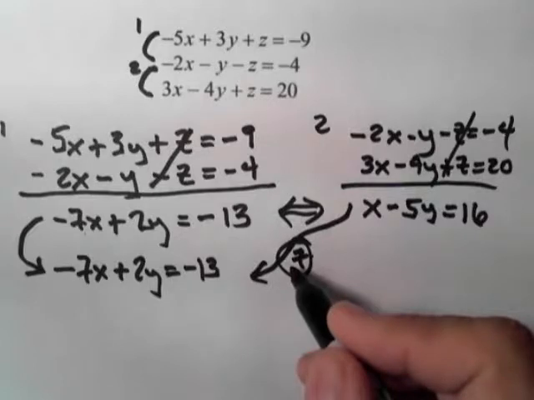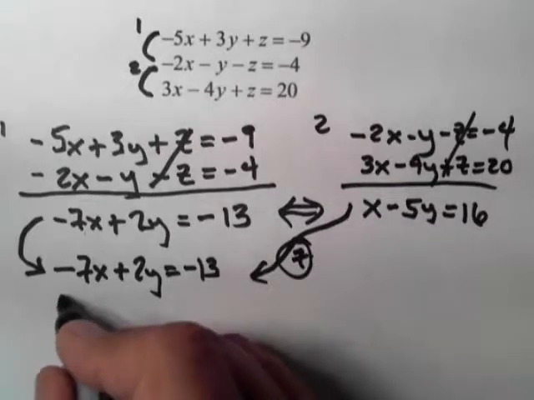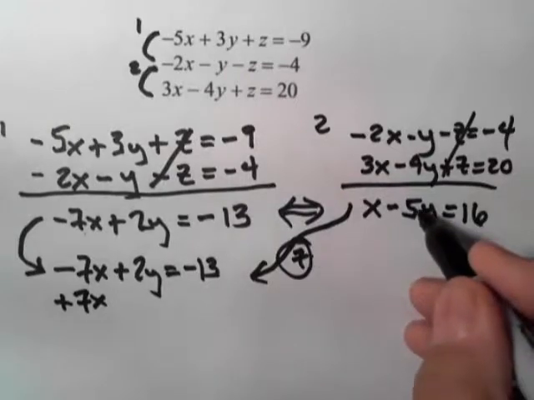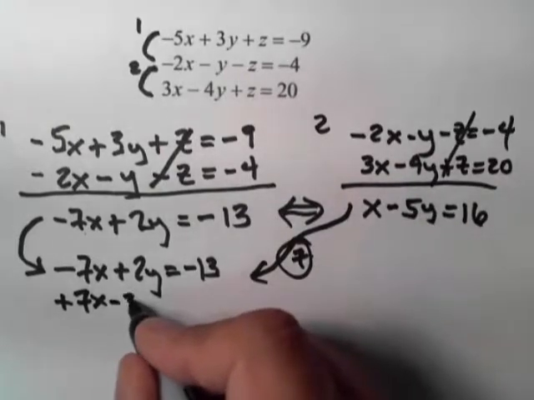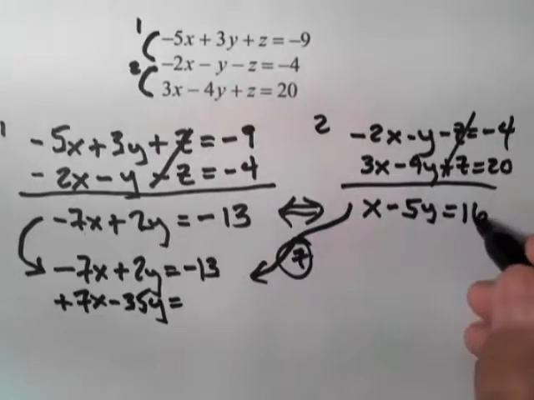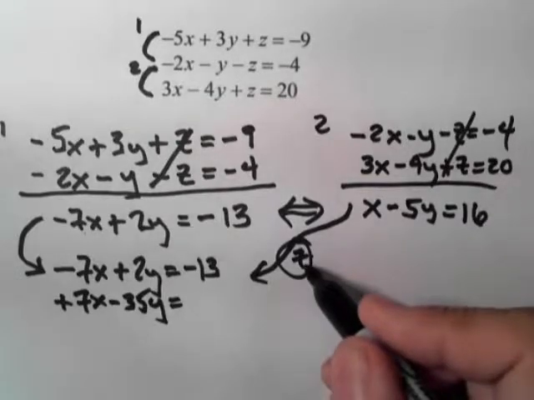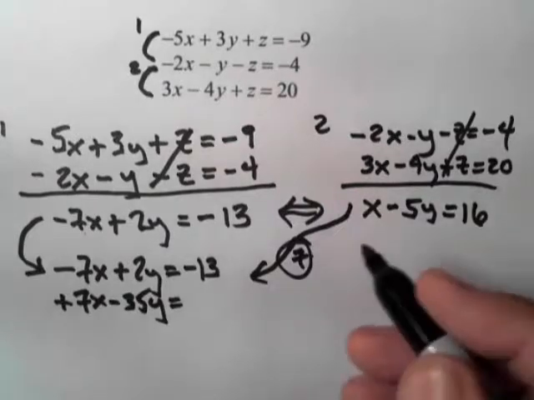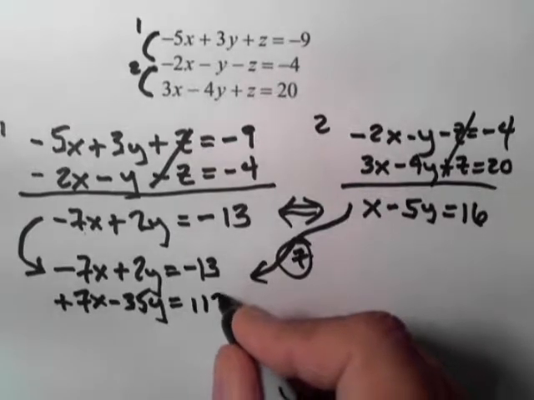Okay, well, here we go. 7 times x, and it's positive, 7x. 7 times negative 5 is negative 35y. Be sure when you multiply that you multiply everybody going across. Remember, this is a balance scale thing. So here we go. 7 times 16, I think, is 112, isn't it?